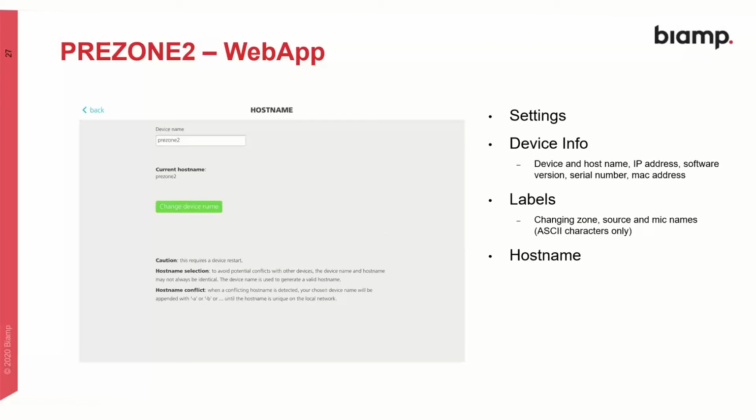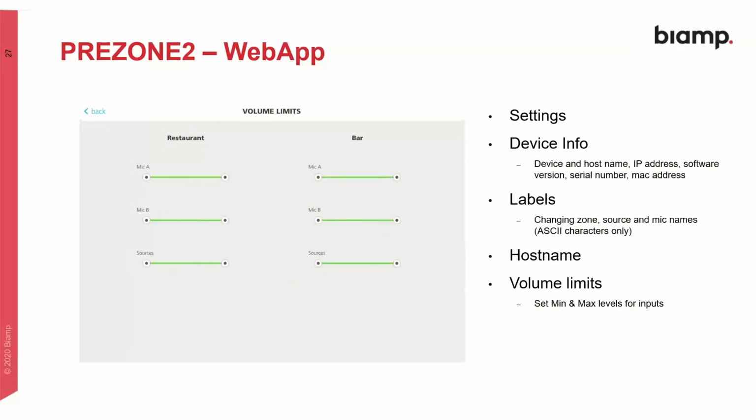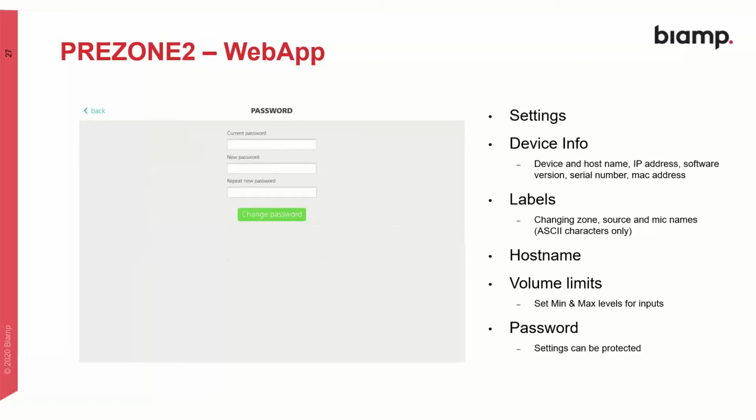The host name is the name that you can use to call up the device in a web app if you don't know the IP address, or if you want to have multiple devices in the system. You could call them restaurant and bar, for example, if you've got multiple devices on the network. You can change that in here. You can also set volume limits, maximum and minimum, for each of the inputs, so the microphones and the music sources. And you can apply a password to the device as well.